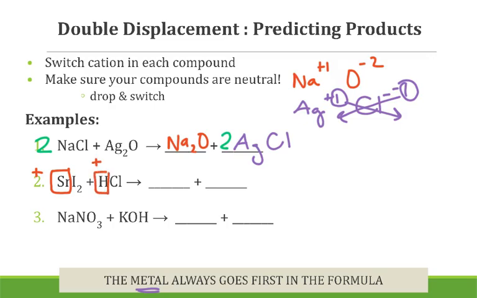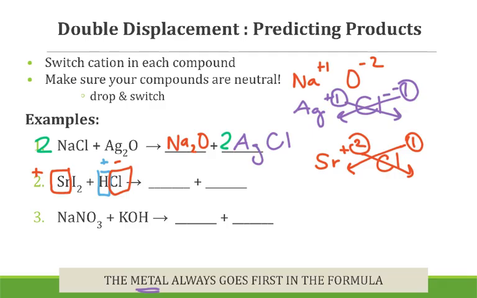So those are going to switch places. And so now my strontium, my Sr, is going to get paired with the other element that has the opposite charge, that negative. So we're going to have Sr, which is +2, and then my Cl, which is a -1, drop and switch to make a neutral compound. So we're going to need SrCl2 as our first product.